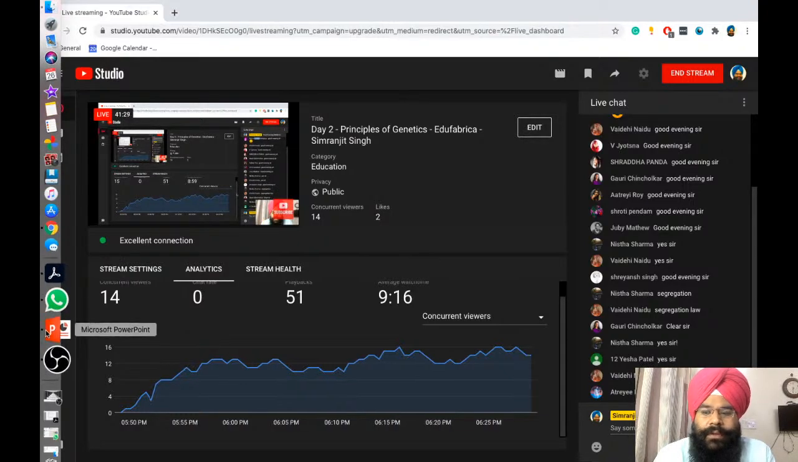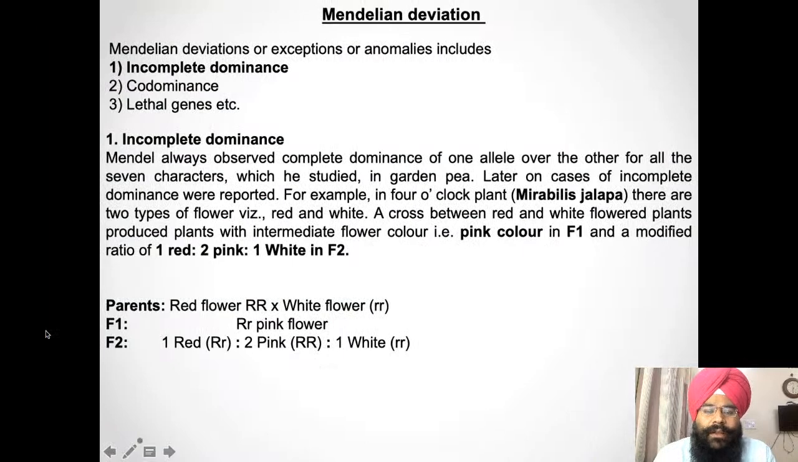Okay, good, very well. So these are the three Mendelian deviations, exceptions or anomalies. The first is incomplete dominance, which we have discussed just now. Mirabilis jalapa, with red and white flowers producing pink flowers, with the ratio of 1 is to 2 is to 1 in the F2 hybrid. So this is incomplete dominance. That was the first thing that came out.